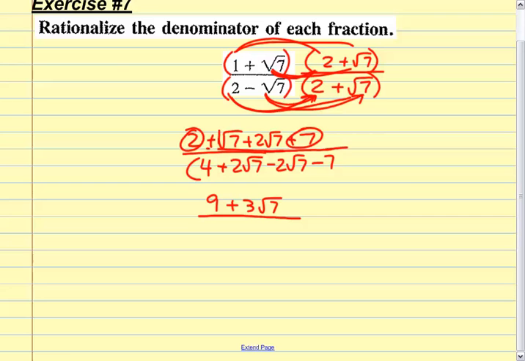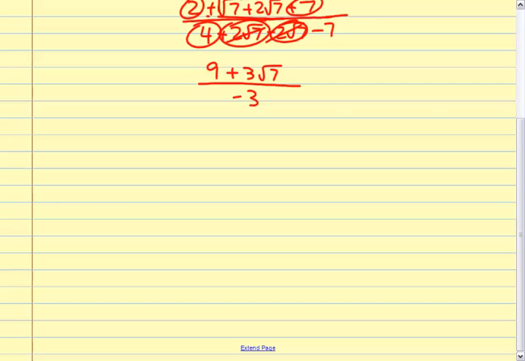On the bottom, I get, well, this cancels with that. And I get 4 positive 2 root 7 minus 2 root 7. Oh, yeah. They just cancel, and I'm going to get 4 minus 7, which is negative 3. Okay, now, here's one of those times that we do need to factor, right? On the top, what goes into both of those terms? 3 does. So I'm going to pull a 3 out. What does that leave me? 3 times what? 3 plus 1. 3 plus 1, root 7, right? 1 root 7, all over negative 3.